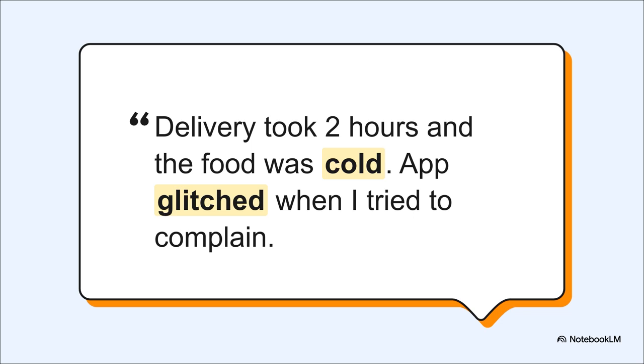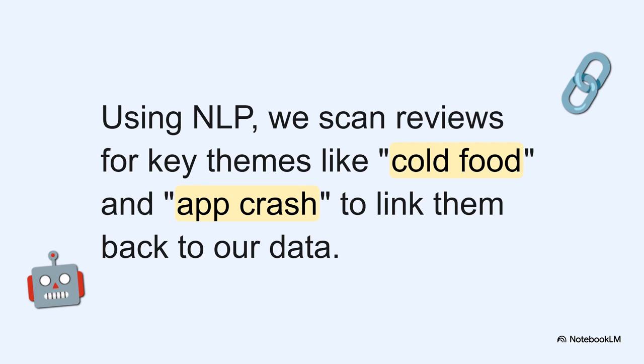It gives us the emotion, the specific pain points, the crucial context. The food was cold, and the app itself failed them when they needed it most. That's the why. This is where it all connects. Using techniques like natural language processing, we can scan thousands of these reviews to pull out key themes like cold food or app crash. And then we can link these themes directly to the checkout_canceled events in our JSON logs, and the late deliveries in our SQL tables. It all starts to form a single picture.